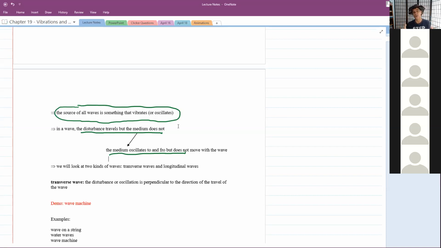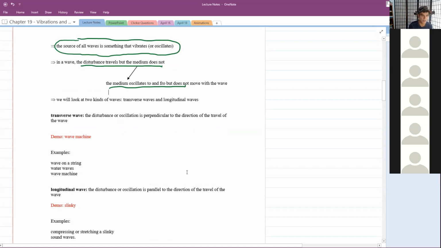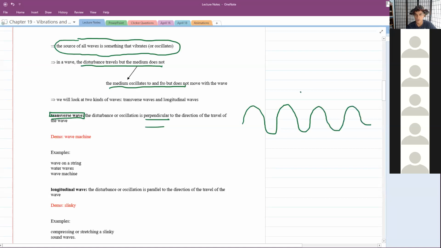The medium, which is just what the wave is traveling through, just oscillates back and forth or up and down, but it doesn't move along with the wave. Okay, so what we were talking about in terms of transverse waves: a transverse wave is one in which the disturbance is perpendicular to the direction of travel of the wave. So if I had a transverse wave, you know, this wave might be moving to the right. But if I were to look at any one piece of the string as this wave moves by, the string is just oscillating up and down. So this would be a transverse wave.